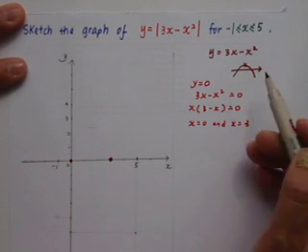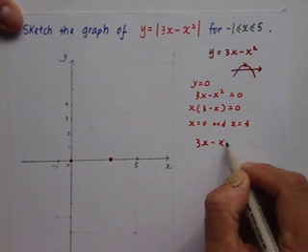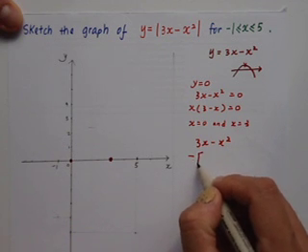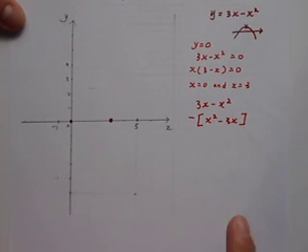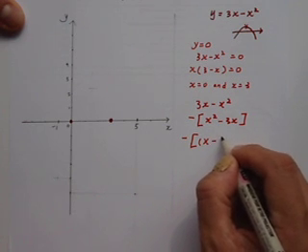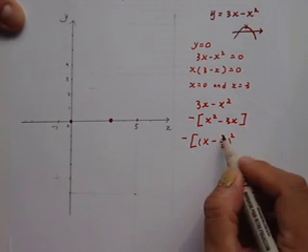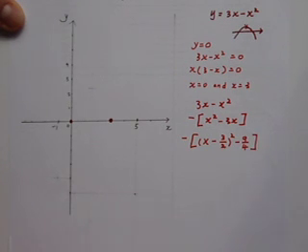To find the turning point, we do completing the square for 3x minus x squared. We take out the negative sign, get x squared minus 3x, then x minus 3 over 2 squared. The square of this is 9 over 4, so subtract 9 over 4. If you have forgotten how to do completing the square, you can revise from the textbook.